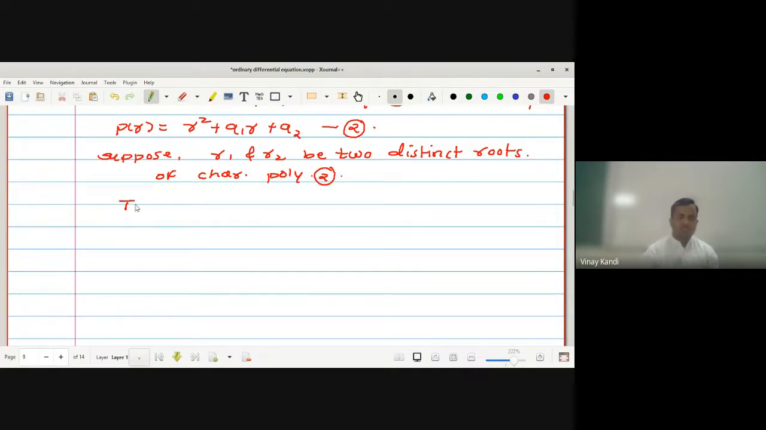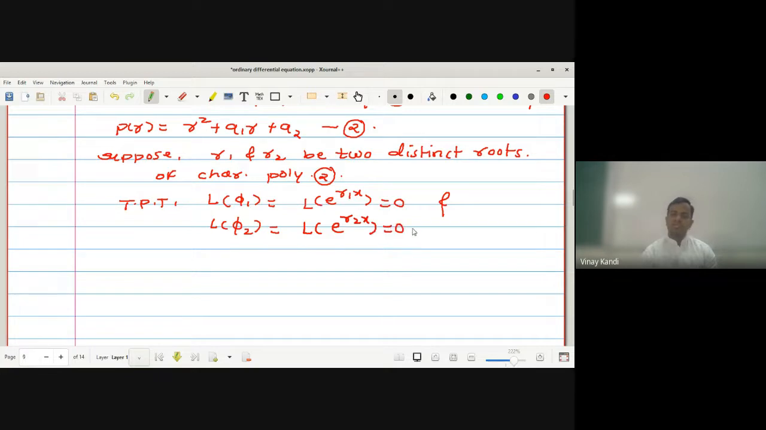And to prove that, L of phi1, which is equal to L of e raised to R1x, is equal to 0, and L of phi2, which is equal to L of e raised to R2 of x, is equal to 0. Now consider L of phi1, which is equal to L of e raised to R1 of x.